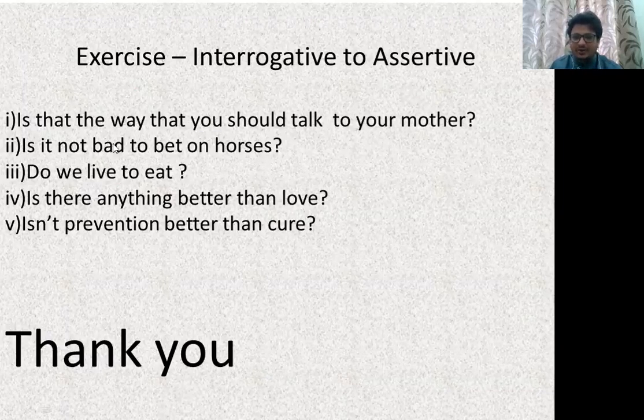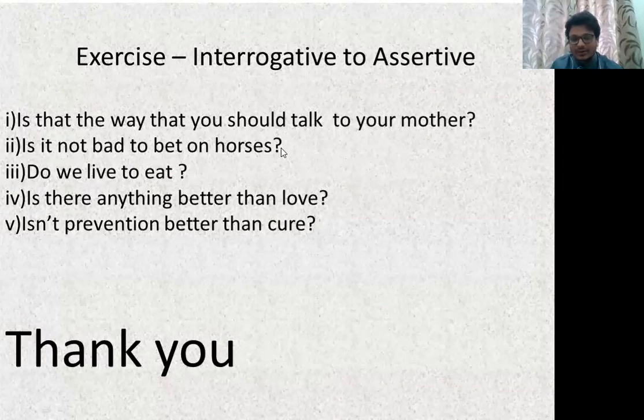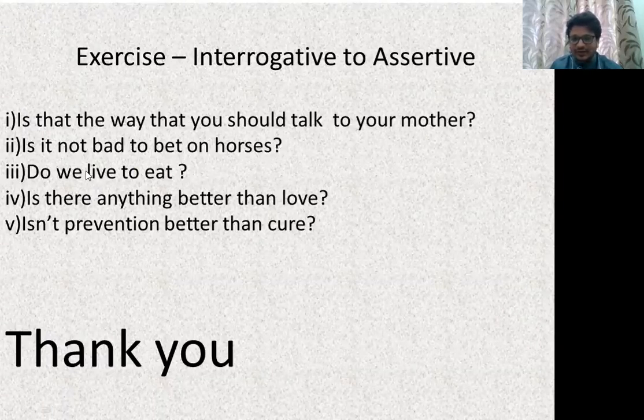Is it not bad to bet on horses? It is bad. Not is given, so it is going to be removed. It is bad to bet on horses. In place of the question mark, put a full stop. Do we live to eat? We do not live to eat because we eat to live. We do not live to eat.